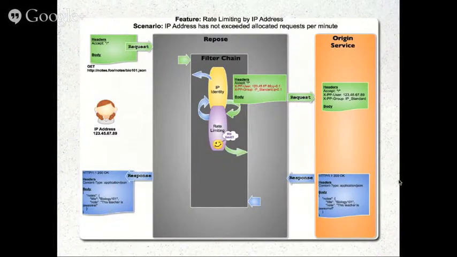So here is an example of it going through. In this case, the IP address of the user is 123.45.67.89. And that request goes through, IP identity pulls out that IP address from the request, and sets XPP user to 123.45.67.89, and XPP group to IP_standard. And in this case, the limit has not been met, so the request goes through to the origin service.